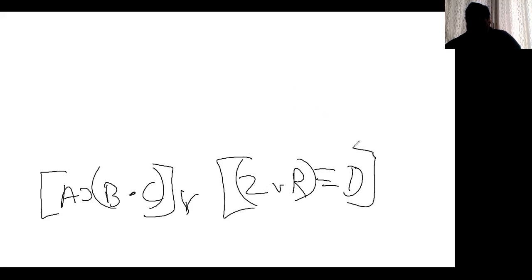And then you have Z wedge R triple bar D, okay? Now let's pretend that A is true, B is false, C is true, Z is true, R is false, and D is true, okay? I'm just making these up as we go along.